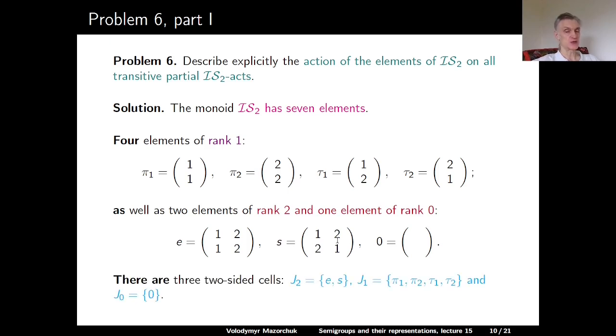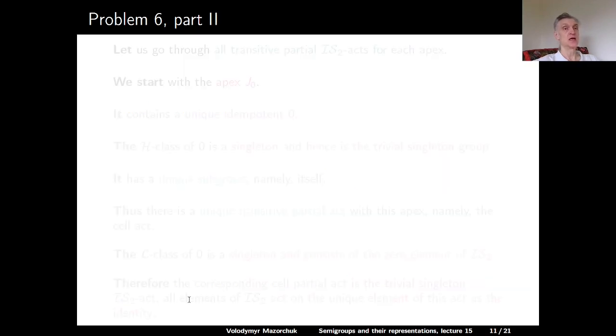So we have 3 two-sided cells: the two-sided cell J2 consisting of the 2 elements of rank 2, the two-sided cell J1 consisting of 4 elements of rank 1, and the two-sided cell J0 consisting of the unique element of rank 0. So let us now go through all transitive partial IS2 acts for each apex. Each partial transitive act has an apex, and this apex is a J cell. So we have 3 possibilities for this apex. Let's go through all of them.